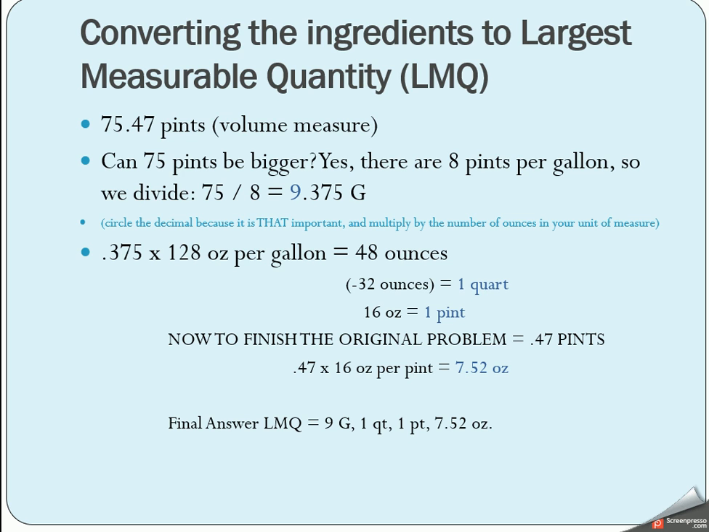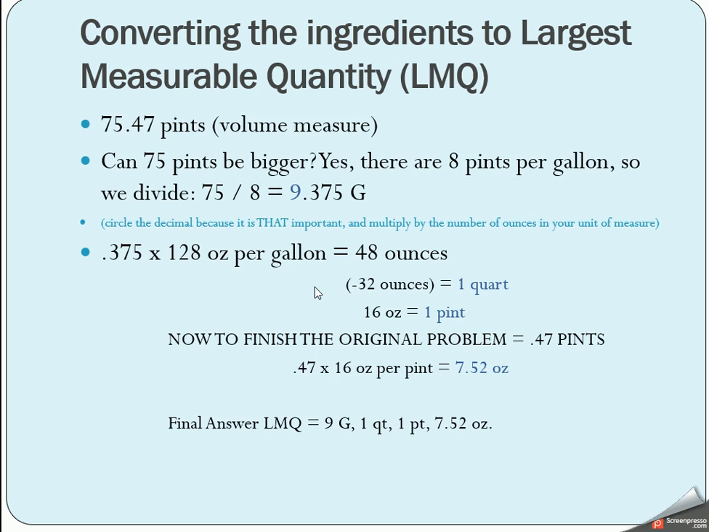But my original problem was 75.47 pints. So now I have to take that 0.47 pints, multiply it by 16 ounces per pint, and I get a final answer of 7.52 ounces. So my total answer for largest measurable quantity of 75.47 pints is 9 gallons, 1 quart, 1 pint, 7.52 ounces.